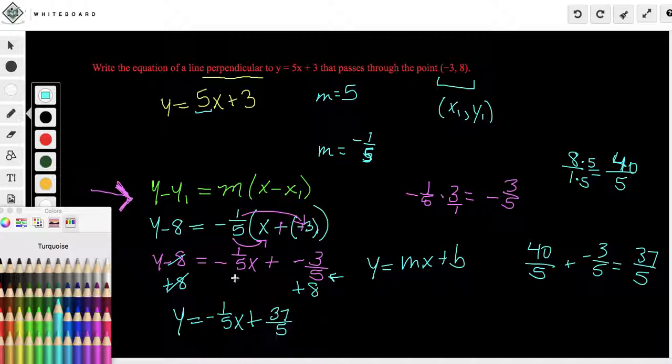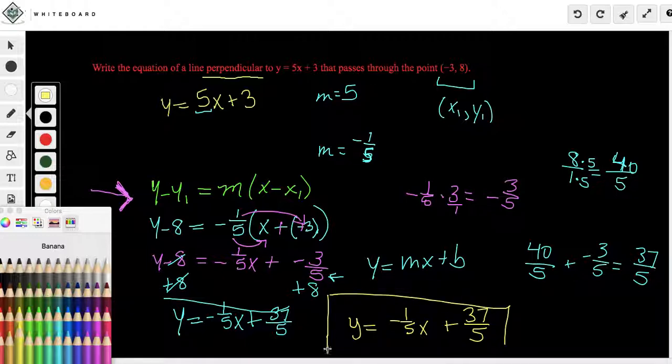So our equation right here is y equals, oops, sorry about that. I'm going to just rewrite it since I just scratched through it. So our final equation is y equals negative 1/5 x plus 37/5.